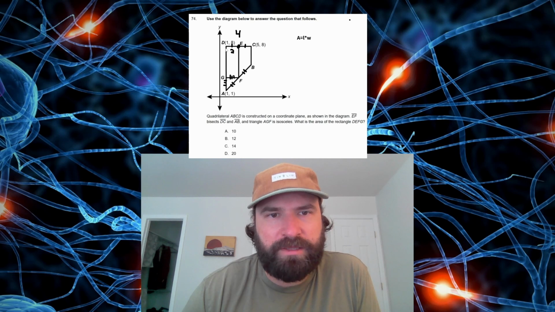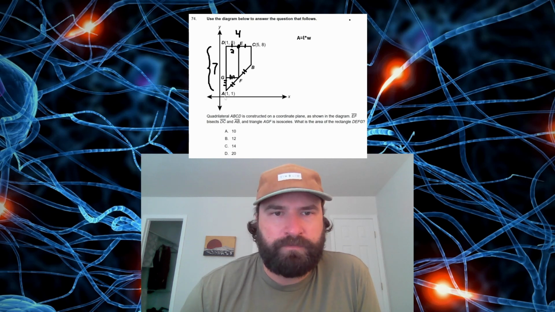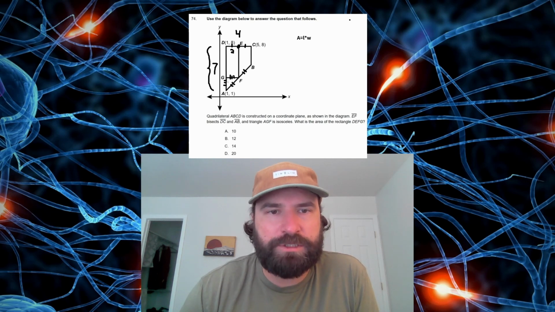The length is maybe a little bit trickier to figure out, but we know that this entire thing from D to A goes from 1 to 8 in the y direction. So the whole thing is 8 minus 1, which is 7. So AD is 7. That's this whole thing here. And then to find the length of the rectangle, we would just subtract AG.